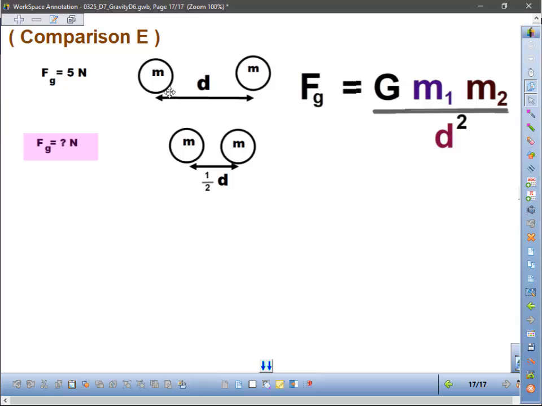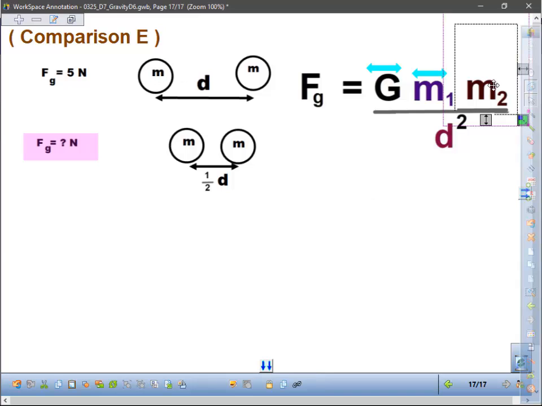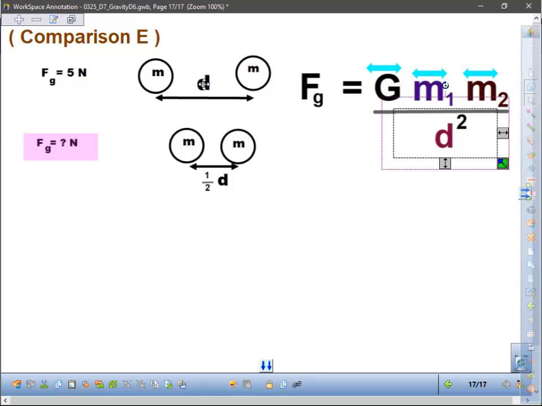Comparison E, last example. Let's look at this one. So above the G, we already know it's constant. All right, above M1, what goes above M1? It's constant, M, and then M2 is also constant. Both of these have the same masses as before. Distance, so what goes above distance? What's happening when we go from this picture to that picture? What's happening to the distance? Is it increasing, decreasing, or staying constant? It's decreasing, right? It went from d to half the distance. You can see it got closer together.